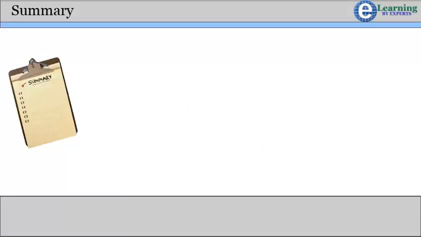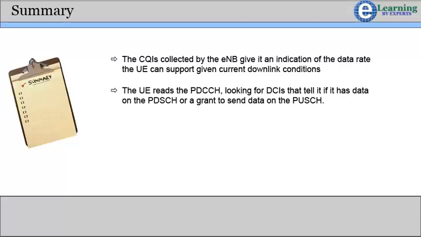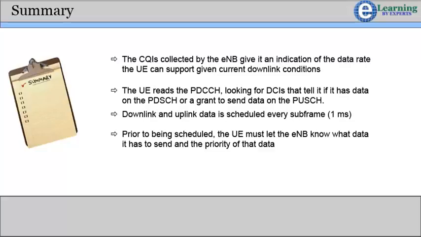In summary, the CQIs collected by the eNB give it an indication of the data rate the UE can support given current downlink conditions. The UE reads the PDCCH, looking for DCIs that tell it if it has data on the PDSCH or a grant to send data on the PUSCH. Downlink and uplink data is scheduled every subframe, 1 millisecond. Prior to being scheduled, the UE must let the eNB know what data it has to send and the priority of that data.